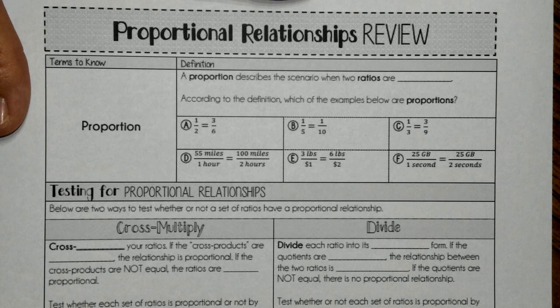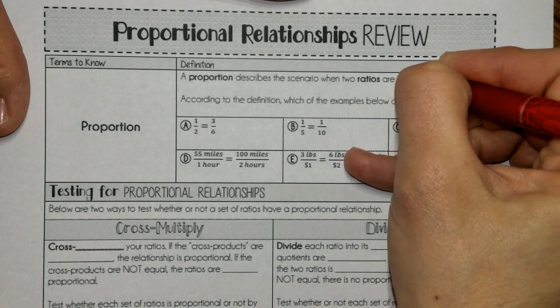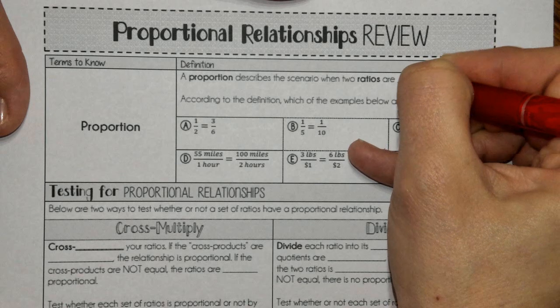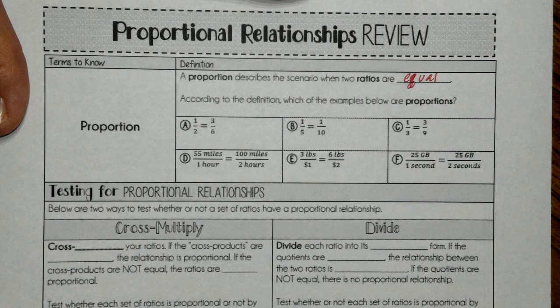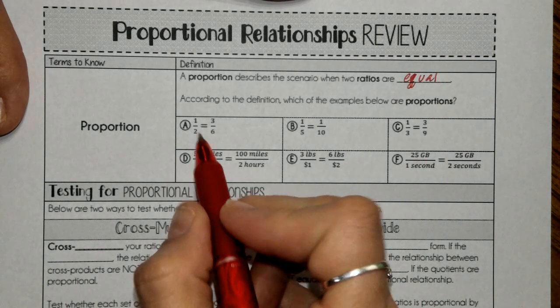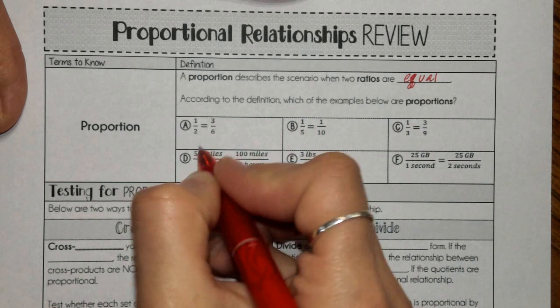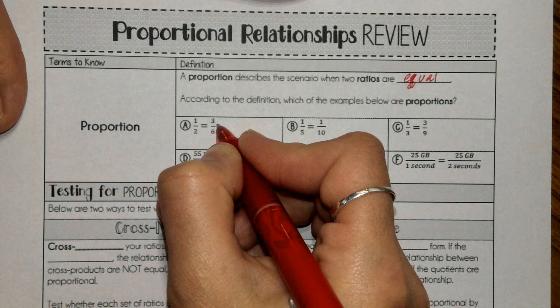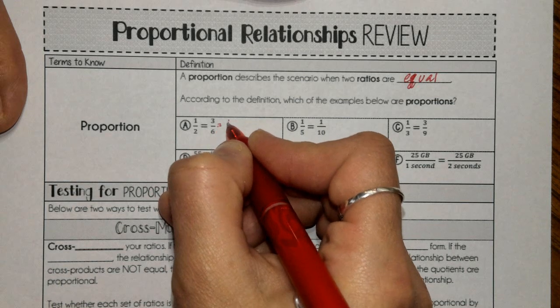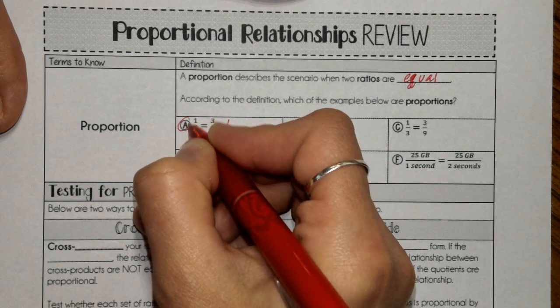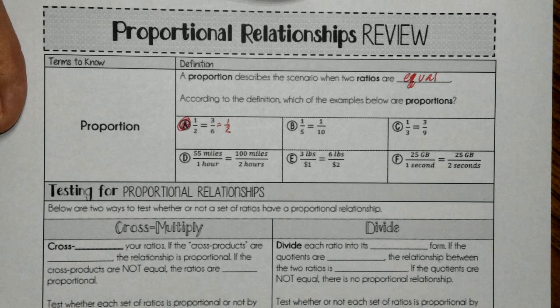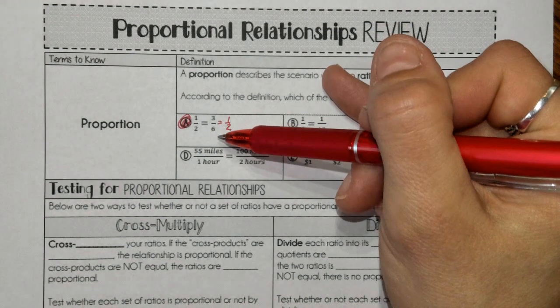Proportion describes the scenario in which two ratios are equal. They may not look it, but they are equal. So here, according to the definition, which of these examples are proportional? Well, if you take a look at this, 3/6 is going to come down to 1/2. So A will be one that is proportional: 3/6 is equal to 1/2.